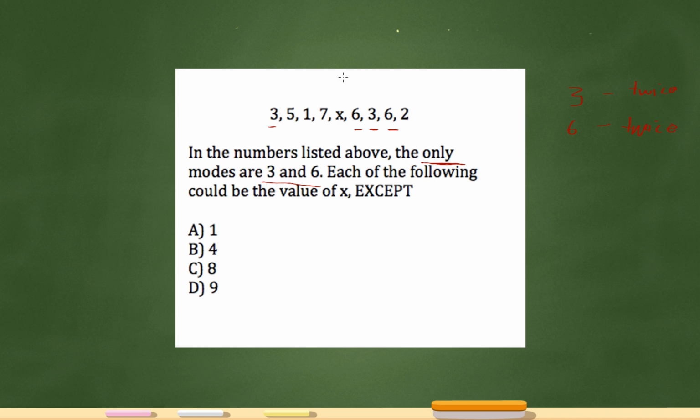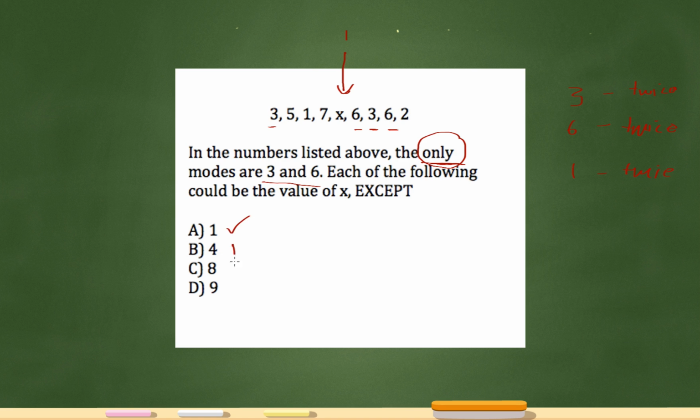Let's say for x I threw in 1. Now look at that. 1 would also pop up twice. So that would make my mode 1 also. And the problem here is saying the only modes are 3 and 6. So I know that 1 cannot be the value of x, because if 1 was a possible value of x, then 1 would also be my mode. So I know that A is my answer.